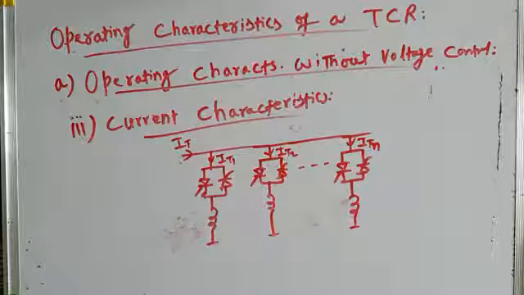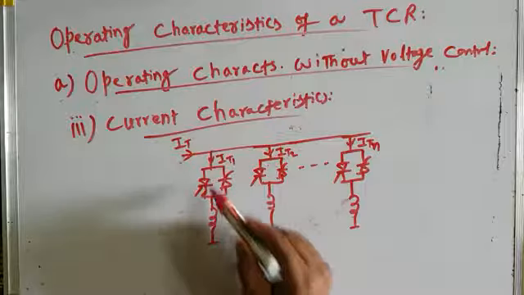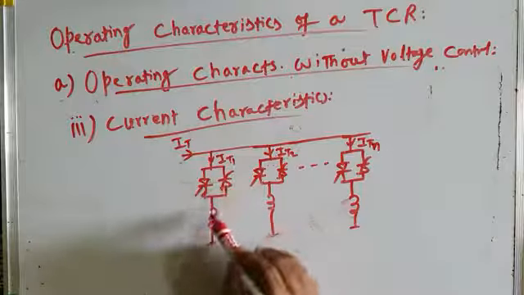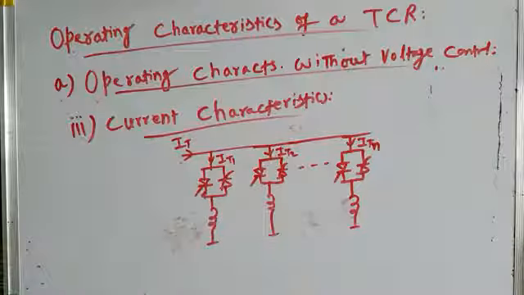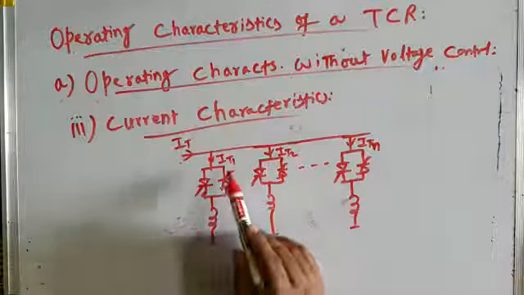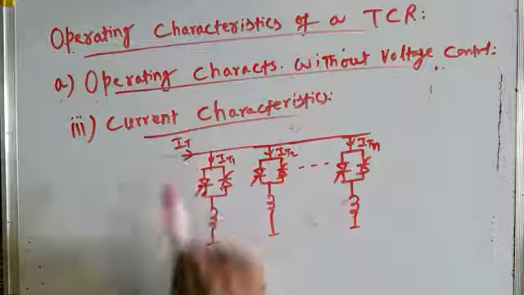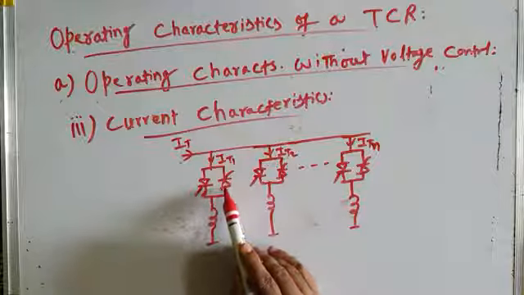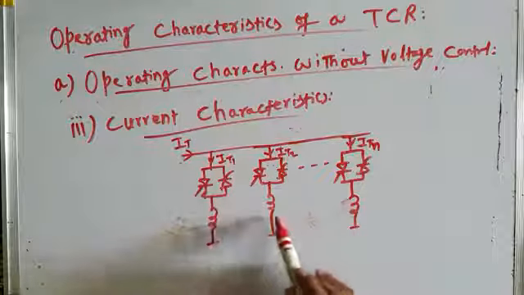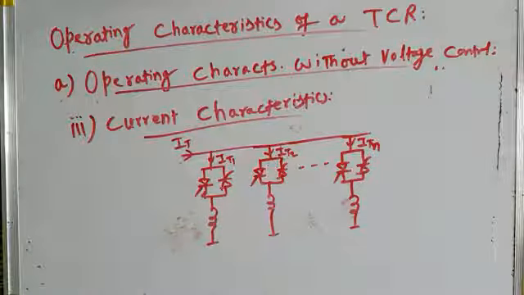of these SCRs or current ratings of these components. Not only SCRs, but also the current rating of the inductors which are connected in series, because you have to design these reactors or inductors for a certain current rating. Therefore, these current characteristics are drawn in order to know the branch currents as a function of the total SVC current, in order to find the current ratings of components like SCRs and the reactors or inductors. So that is about current characteristics.